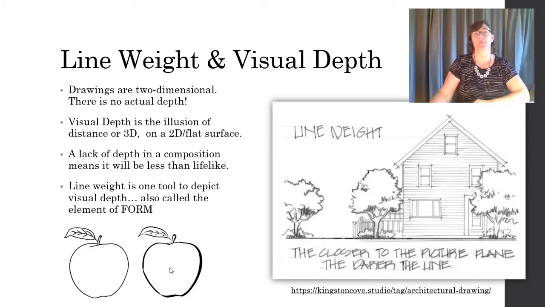Here's an example of visual depth in an architectural drawing. The items closer to the observer, closer to the picture plane, are using a darker or heavier line weight. That's these trees and bushes. And then the items receding behind that, we've got the actual house back here, and then farther in the distance, looks like a railing, are using a lighter and lighter line weight.